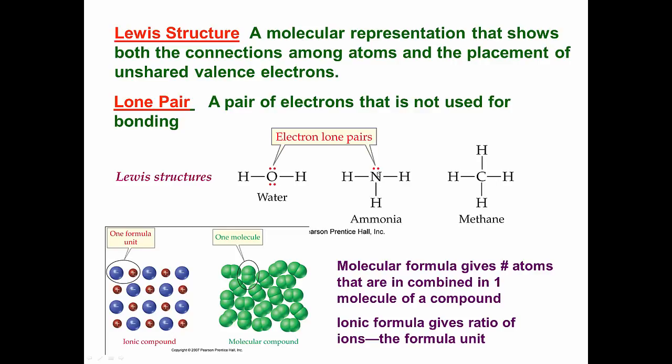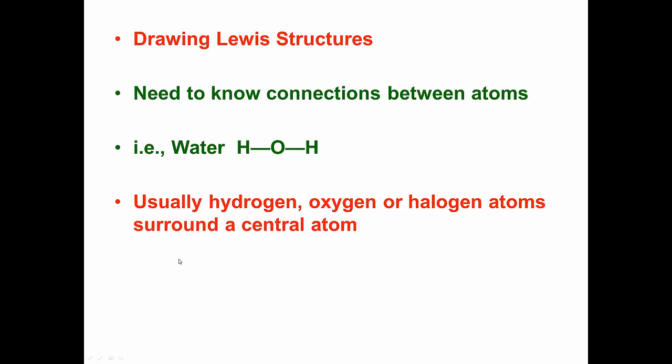For ammonia, there's 1 lone pair. And for carbon, 0 lone pairs. Also, a couple of things that you need to remember here, that when we're discussing molecules, a molecular formula gives the number of atoms that are combined in one molecule of the compound, whereas an ionic formula gives a ratio of ions, and that's called the formula unit.